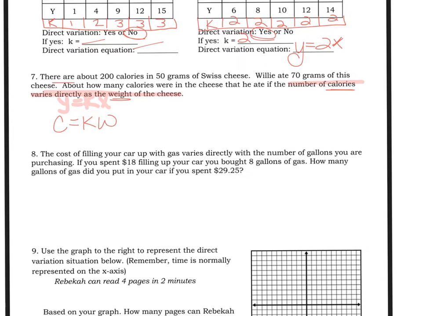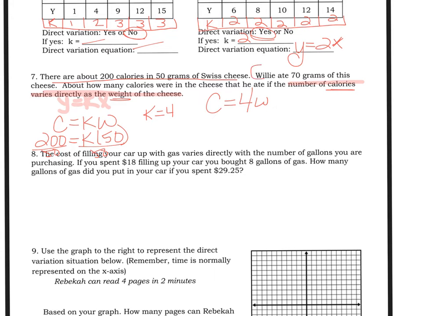It says there are 200 calories in 50 grams of Swiss cheese. So if I plug in 200 calories for 50 grams, that's the weight, how could I find k? Well, I would just divide by 50 on both sides. So 200 divided by 50, k is 4. So now I'm going to write my equation, c equals 4w. You okay with how I got that?